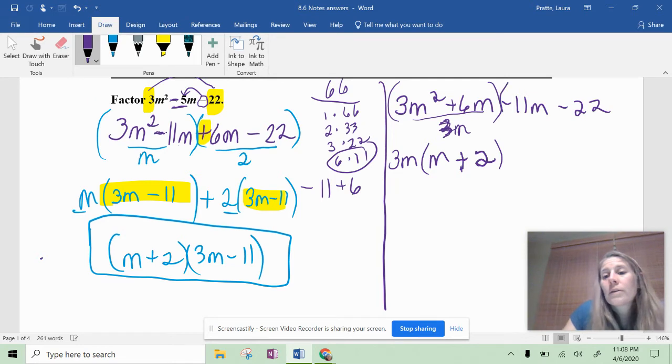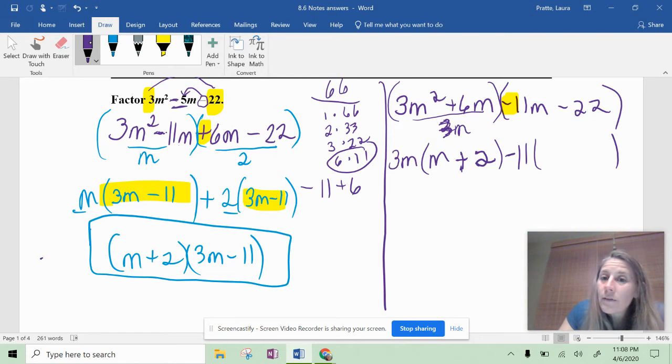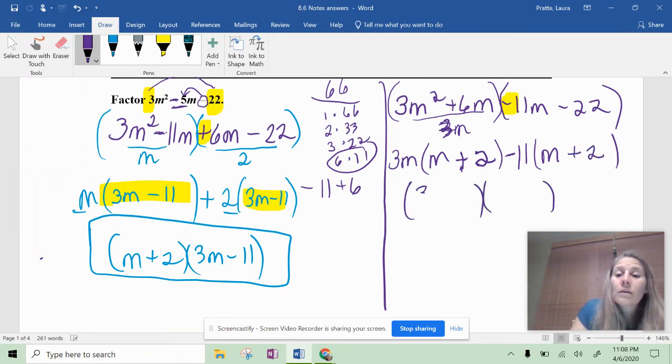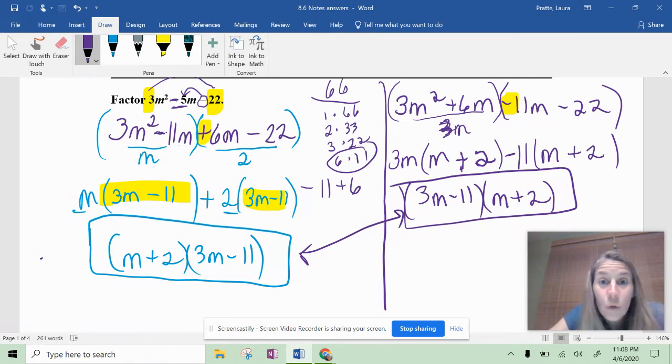Okay. Now on this side, negative 11m and negative 22, I'm going to take out an 11, and it's going to be negative so that we can match the sign that's here. So negative 11m divided by negative 11 is m, and negative 22 divided by negative 11 is positive 2. So then my two factors would be 3m minus 11 and m plus 2. And notice it's the same two factors we got doing it the other way. So you're going to get the same two factors. It doesn't matter what order you have them in, because if you FOIL the two together, you're going to get the same thing anyway.